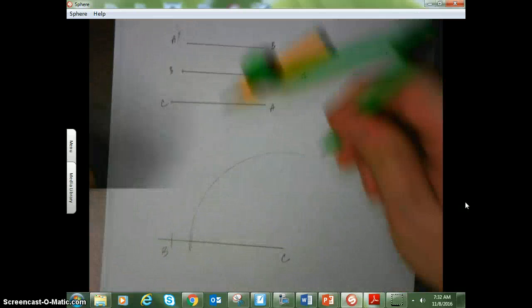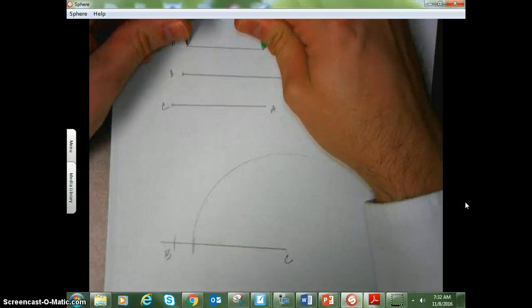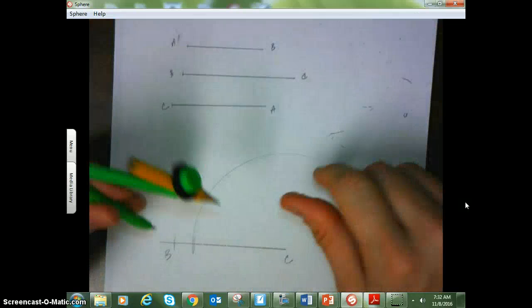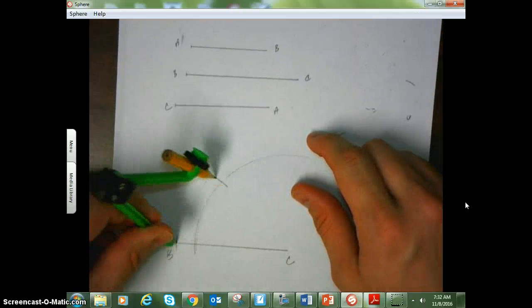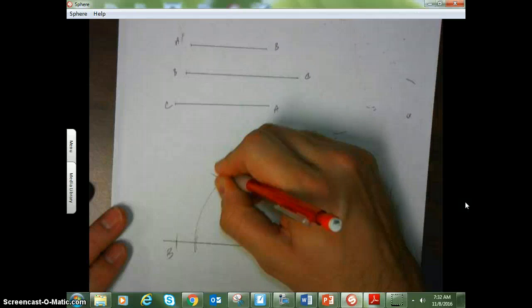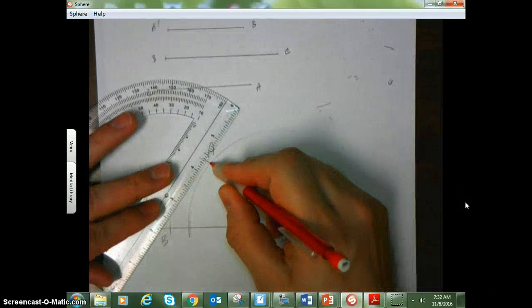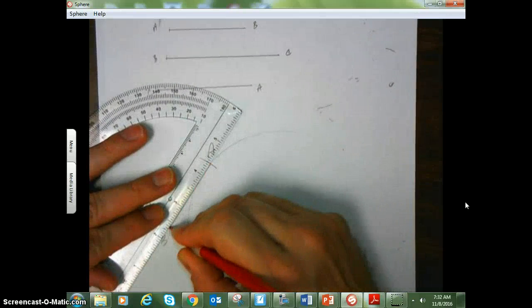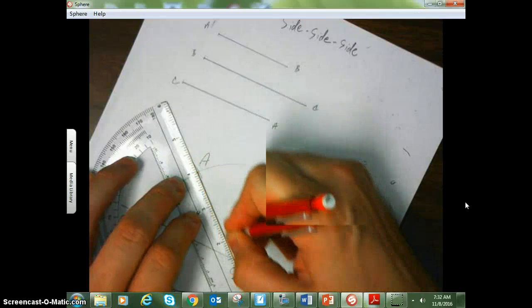So now I'm going to take my compass at point B, and I'm going to copy segment BA. So from point B, I'm going to see where it would intersect the other arc. And at that point right there, where the two arcs intersect, that's where point A should be. So I can close up my triangle, and now I have triangle ABC.